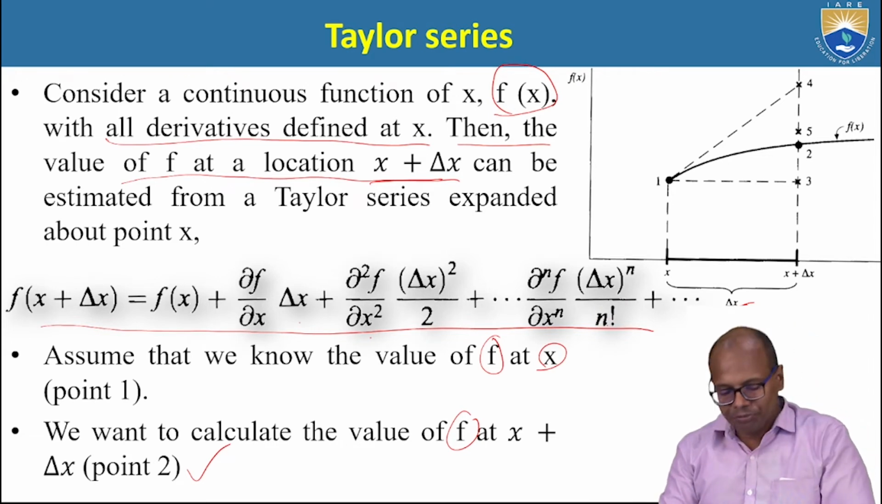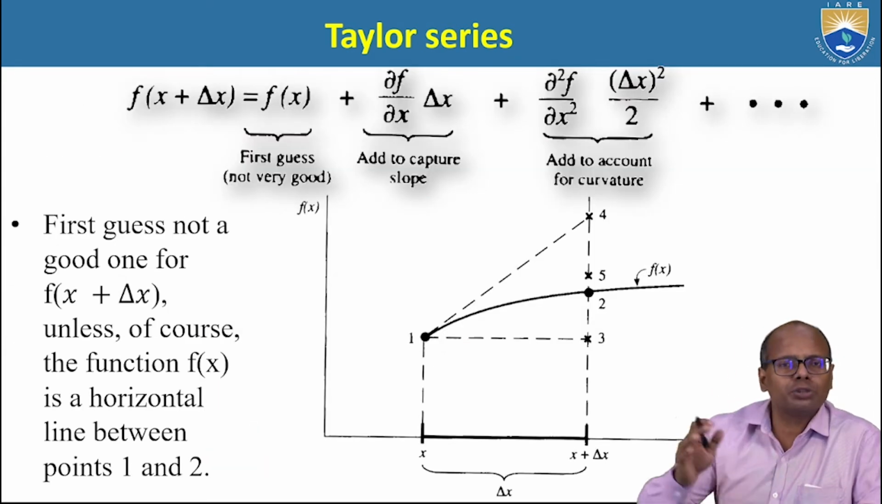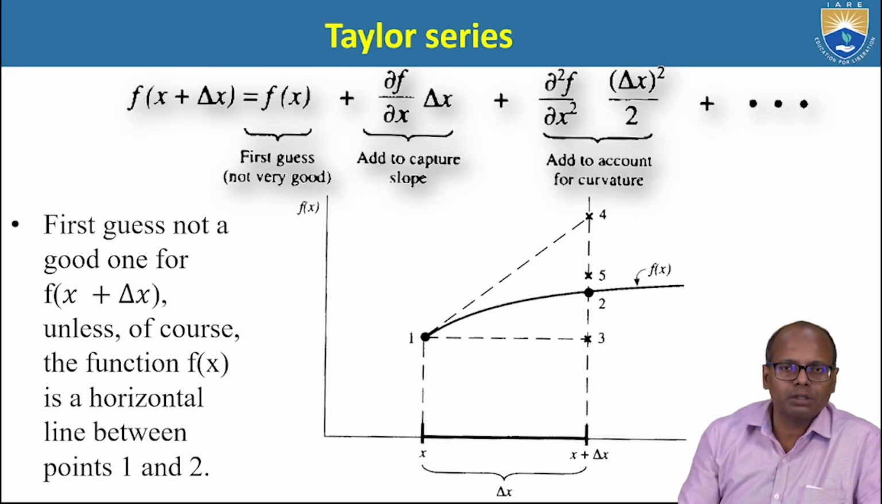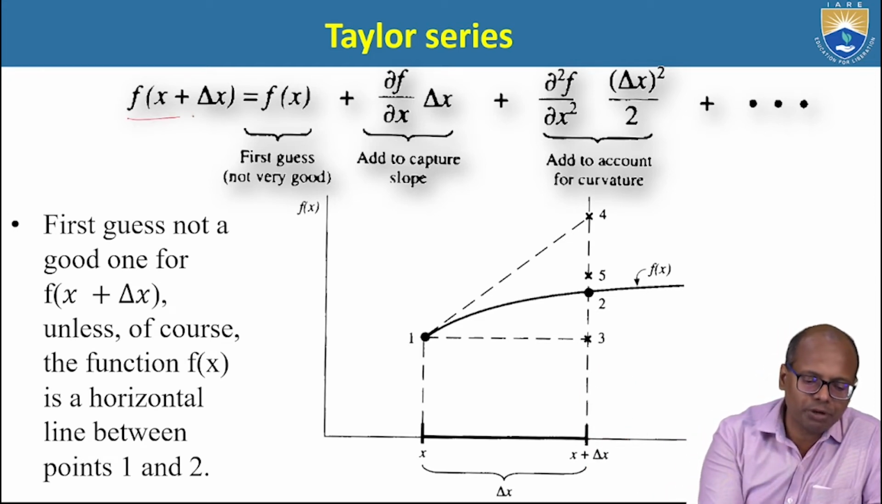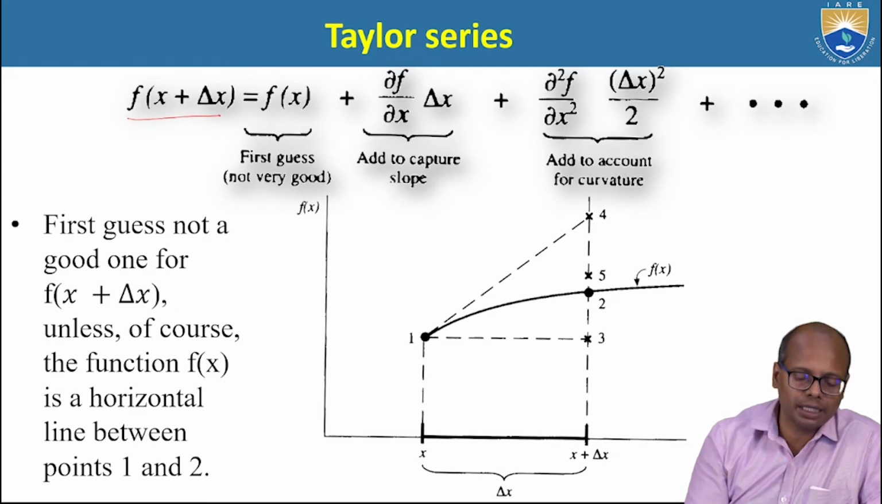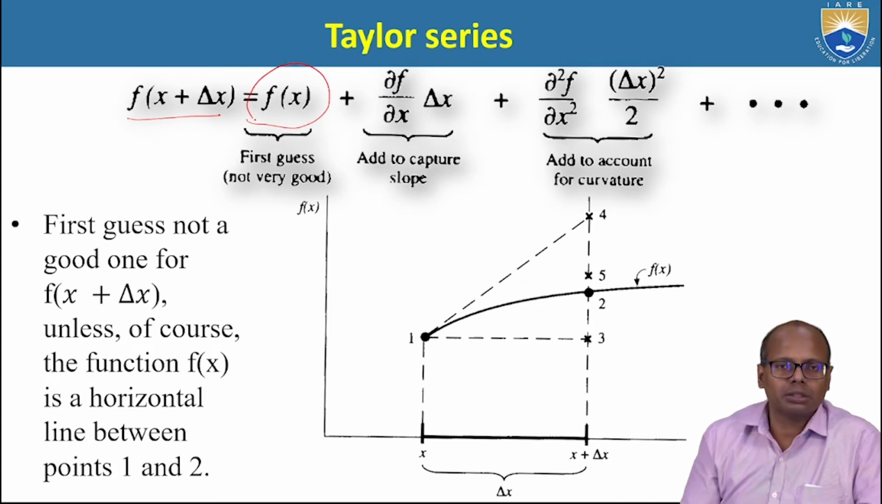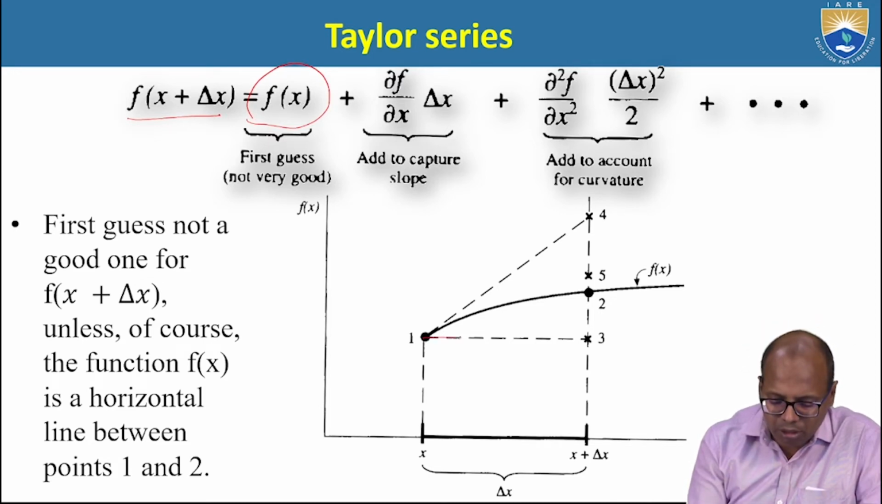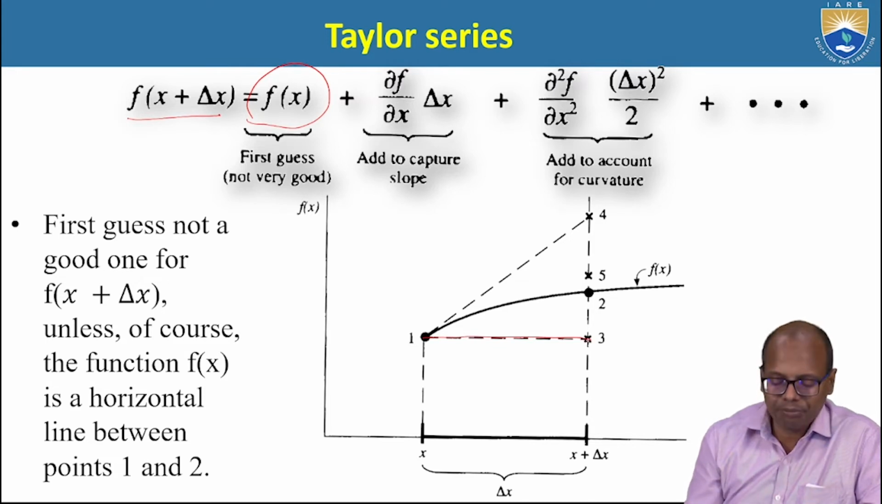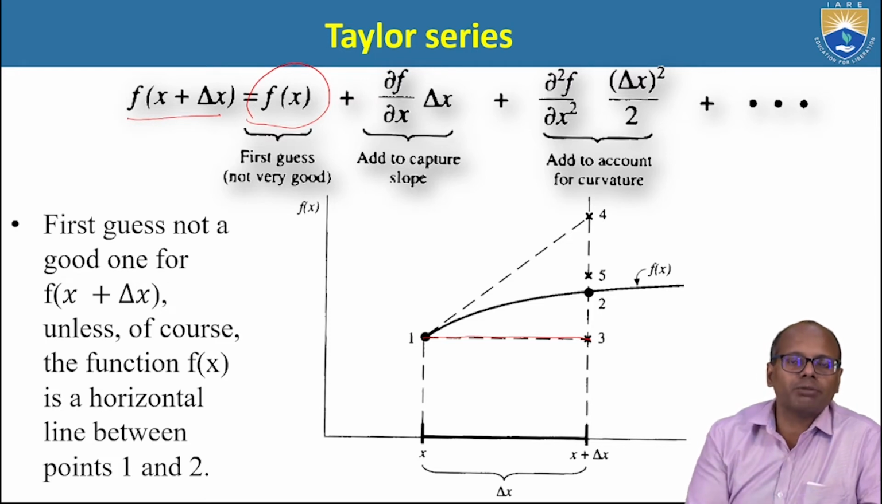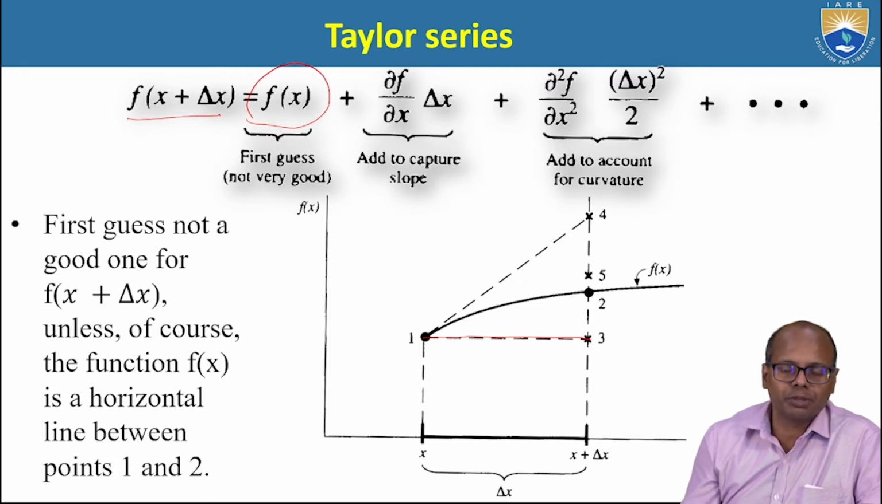Okay, but why do we have to use an infinite number of terms? Okay, we'll see. Suppose f of x plus delta x is equal to f of x. When is that possible? When they both are on one horizontal line. If they are on one horizontal line, then f of x and f of x plus delta x may be the same. But here it is a curve and not a straight line, so the value will be different.